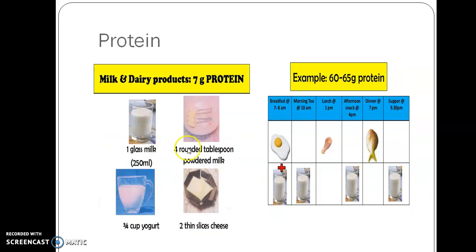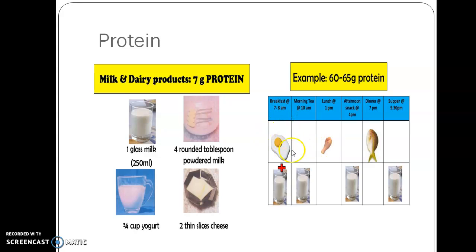Second is the protein. You get about 7 grams of protein in 1 glass of milk, or 4 rounded tablespoons of powdered milk, or 2 thin slices of cheese, or 3/4 cup of yogurt. So the total protein consumption during a day that a pregnant lady requires is about 60 to 65 grams, so it can be adjusted by planning meals accordingly.